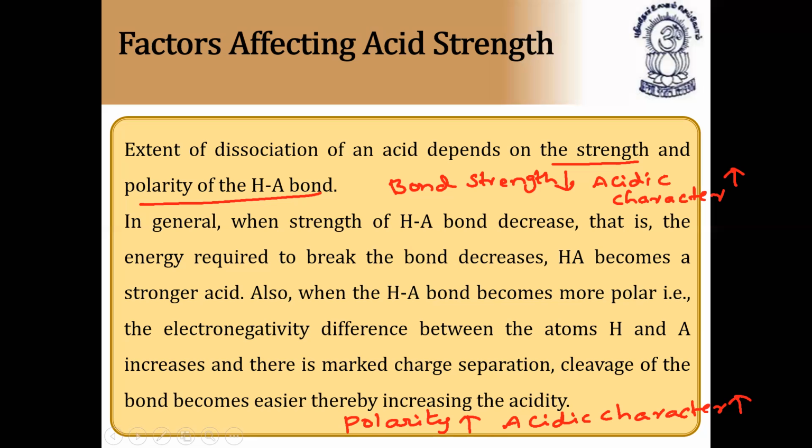So as it is more soluble in water, definitely they'll yield ions easily. So which one forms ions easily? That is the strongly acidic one. So polarity increases, acidic character increases; bond strength decreases, acidic character increases. So these are the factors affecting acidic strength. The extent of dissociation of acid depends upon the strength and polarity of the HA bond. Regarding bond strength, that is bond energy, as the bond energy decreases, the acidic character increases, that is, it is strongly acidic.